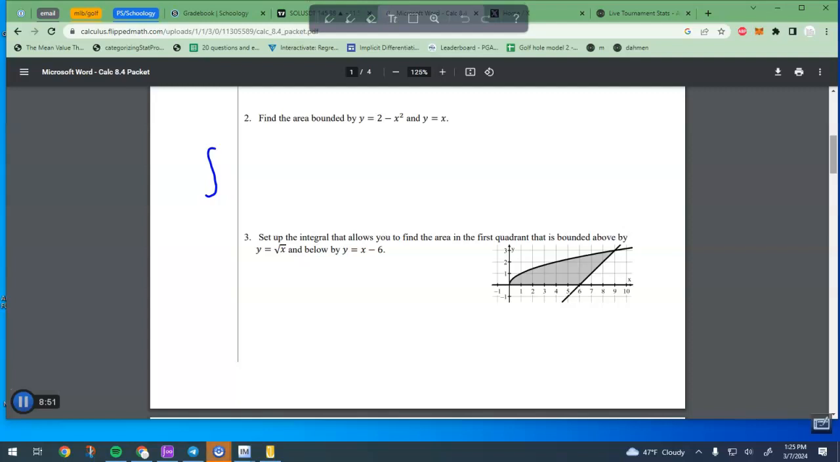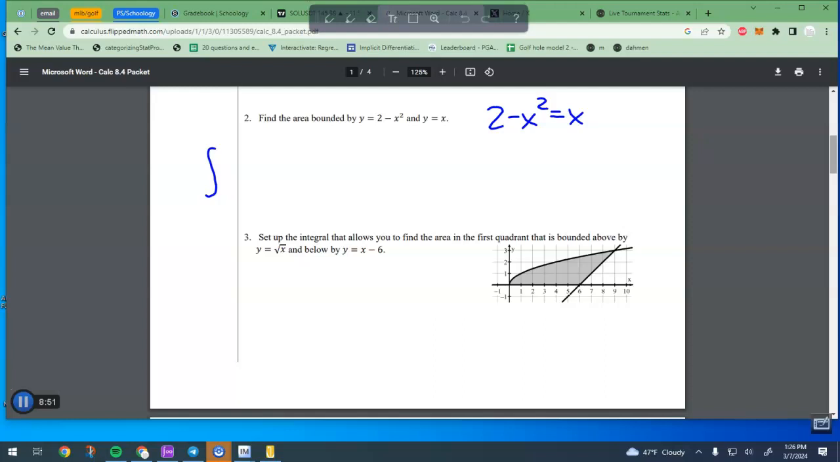In this case, 2 minus x squared looks something like that. y equals x looks something like that. I'm looking for the 2 spots where they intersect, and then I'm going to find the area that encloses there. If I want to find those 2 x-values where they intersect, what can I do with the 2 equations? Set them equal. It's a side quest, just so I can find my left and right here. So I've got to solve that.